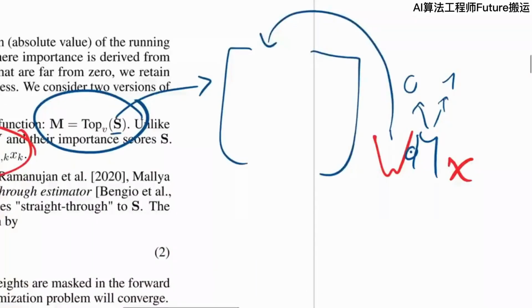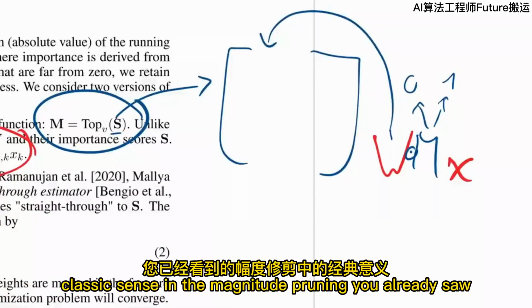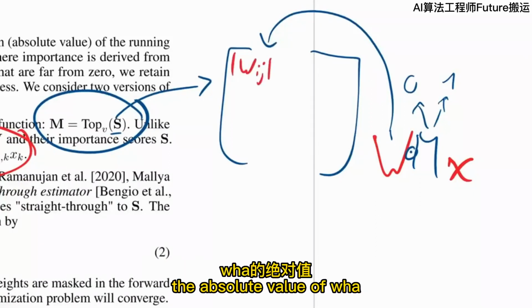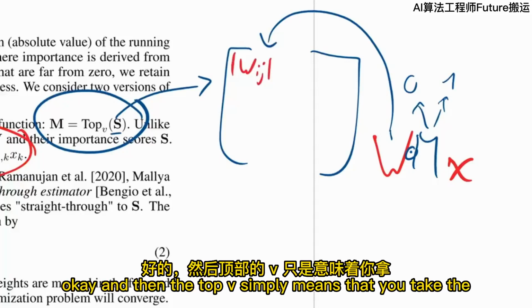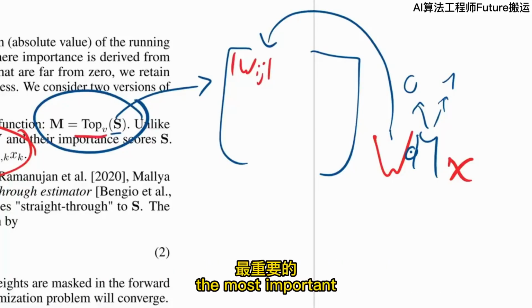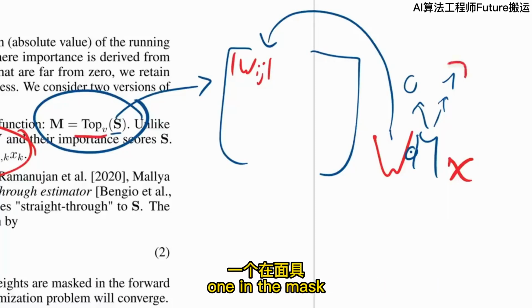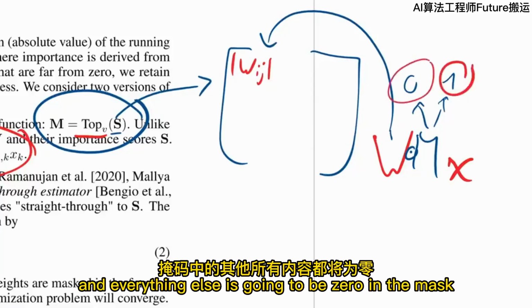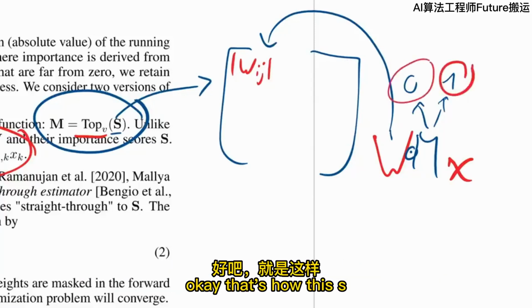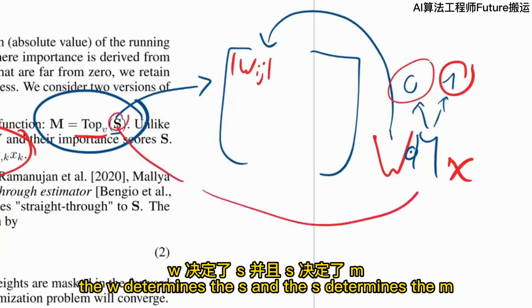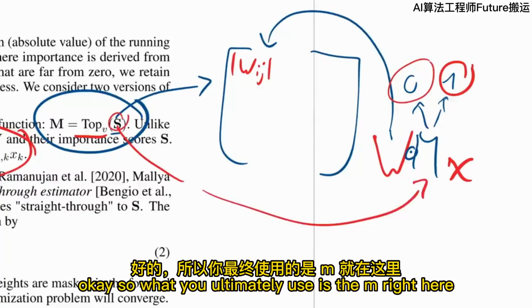Now, in the classic sense, in magnitude pruning, you already saw that this is just going to be the absolute value of Wij. And then the top v simply means that you take whoever are the most important, the most magnitude, those are going to be 1 in the mask, and everything else is going to be 0 in the mask. Okay, that's how the W determines the S, and the S determines the M. So what you ultimately use is the M right here.